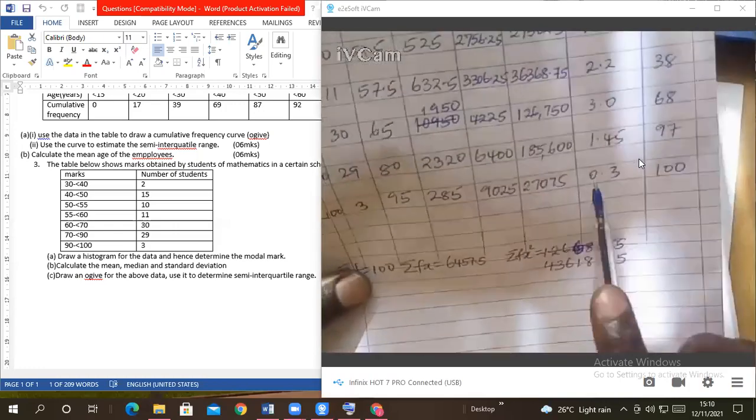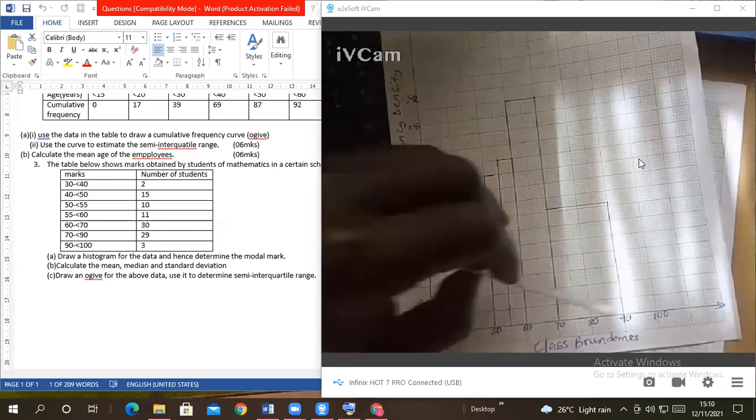And lastly, now I'm plotting 0.3 with 100. I need to locate 0.3. Where do I get 0.3 here? Should be, let me see, 7? Yeah, 7 small squares. So this gives us right here 7 small squares. The class width there is 10. So it means I'm going to leave small squares there, which gives us that.